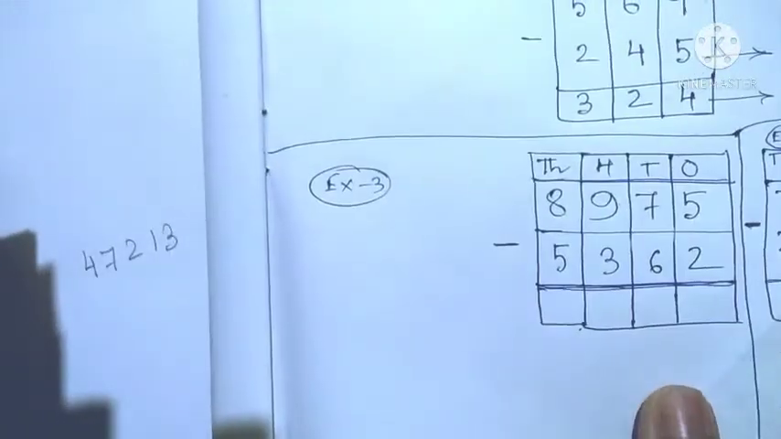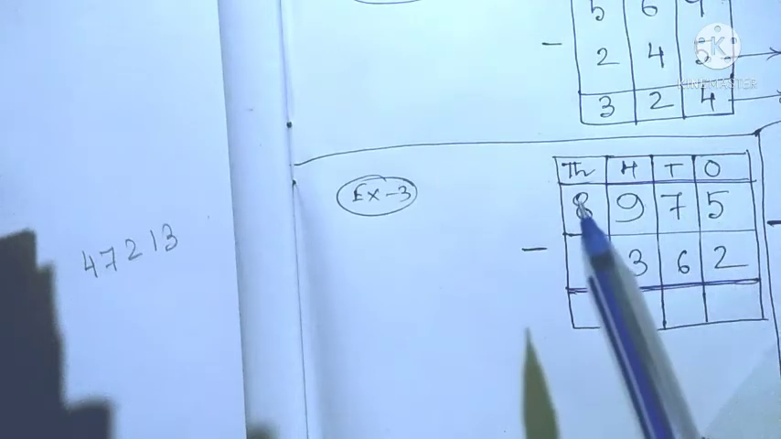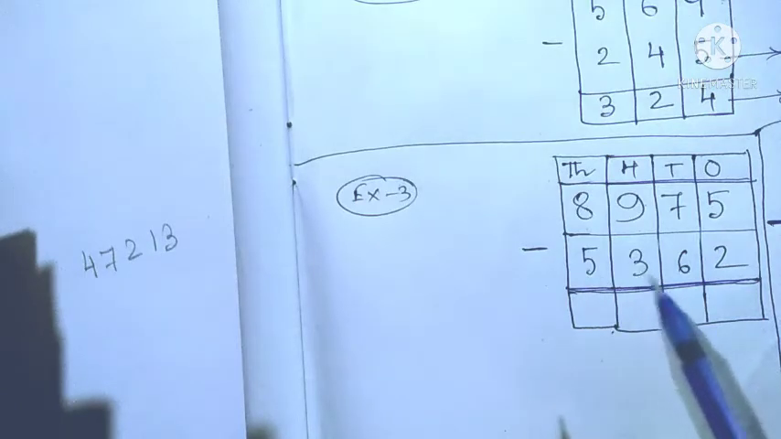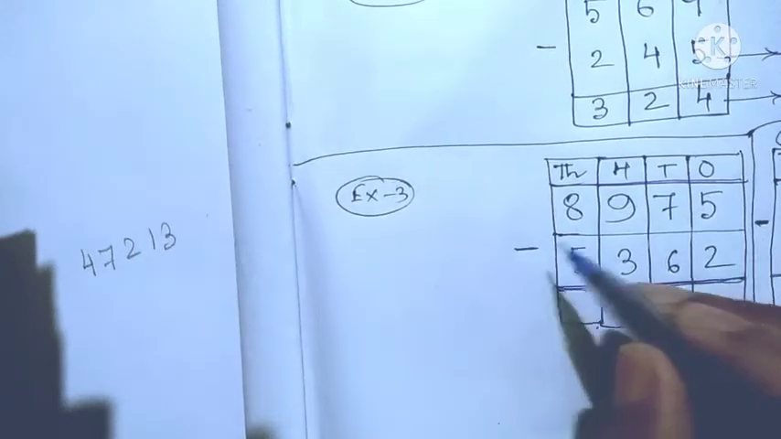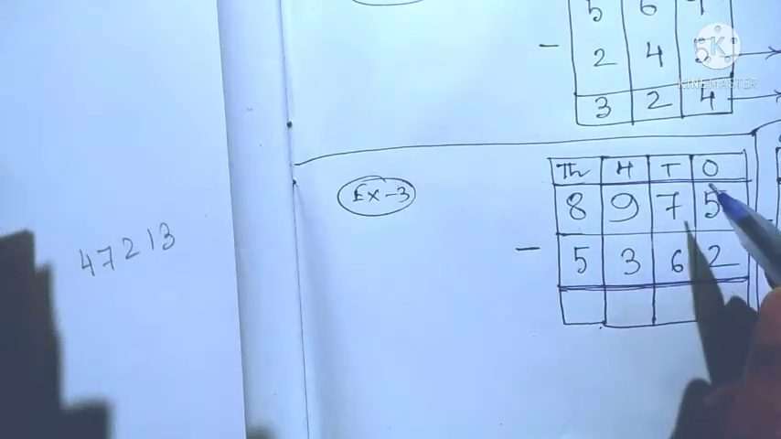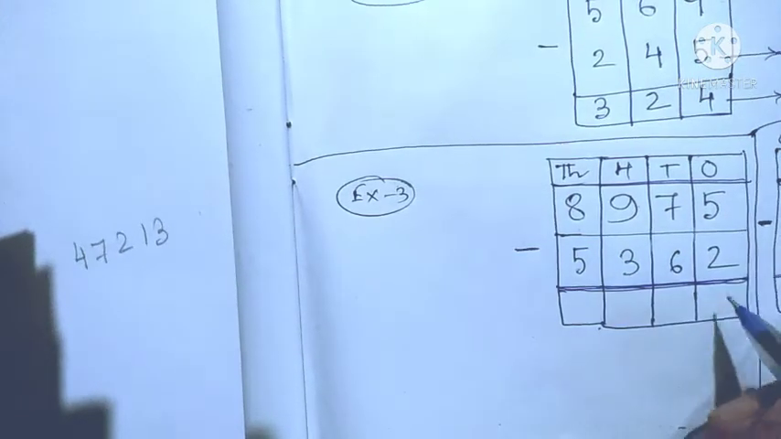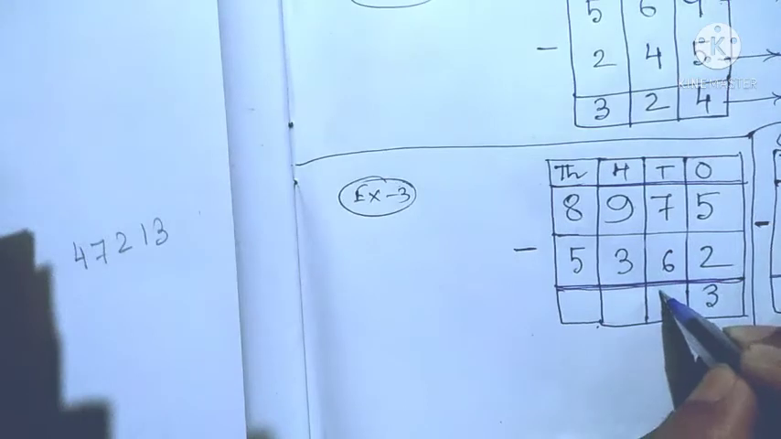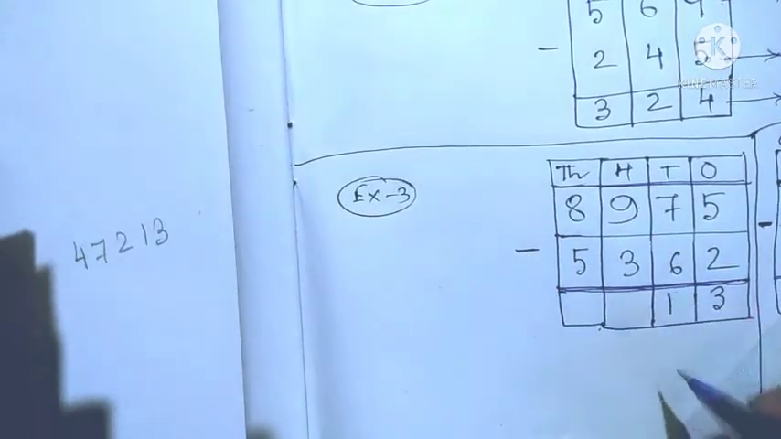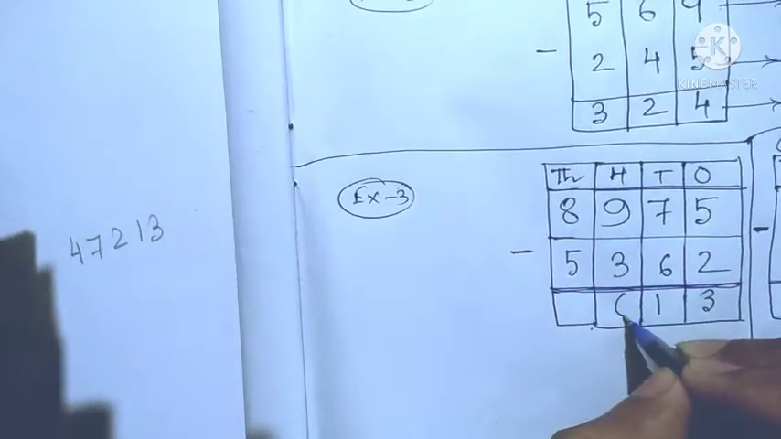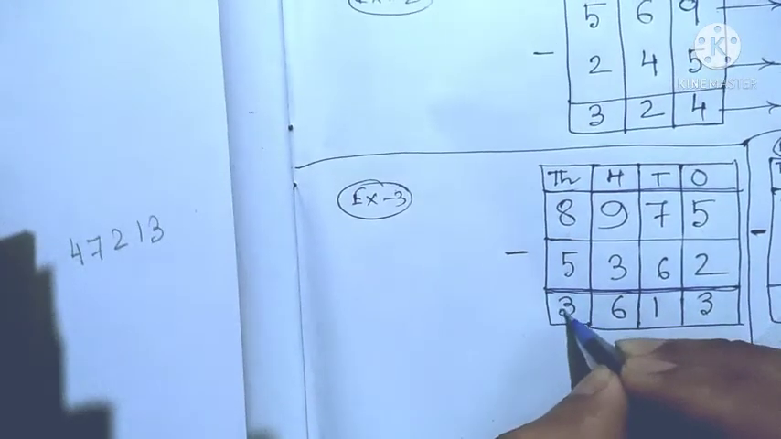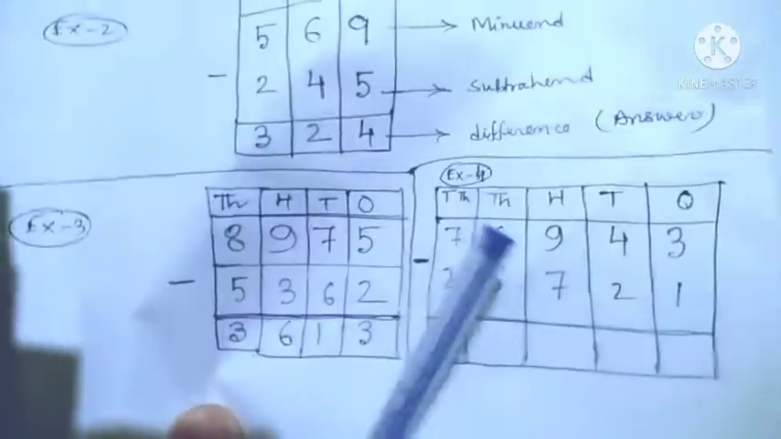Now we take another example. 8975 minus 5362. After subtraction we get what? We subtract ones, so 5 minus 2 equal to 3. 7 minus 6 equal to 1. 9 minus 3, that is 6. 8 minus 5, that is 3.